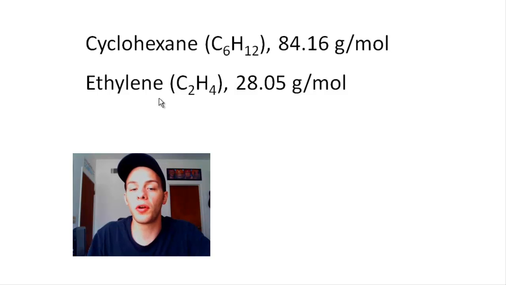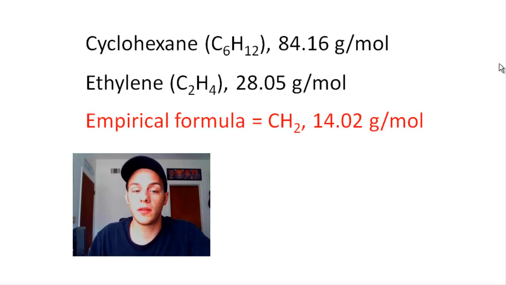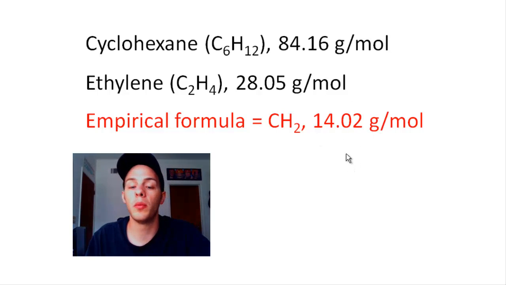Ethylene, which we saw earlier, has the molecular formula C2H4, and it has a molar mass of 28.05 grams per mole. In both of these cases, the empirical formula is CH2, and the molar mass of just your empirical formula, in other words, 1 mole of carbon added to 2 moles of hydrogen, is 14.02 grams per mole. So let's see if we can divide the molar masses of these two compounds by the molar mass of our empirical formula and see if we get some small whole numbers.